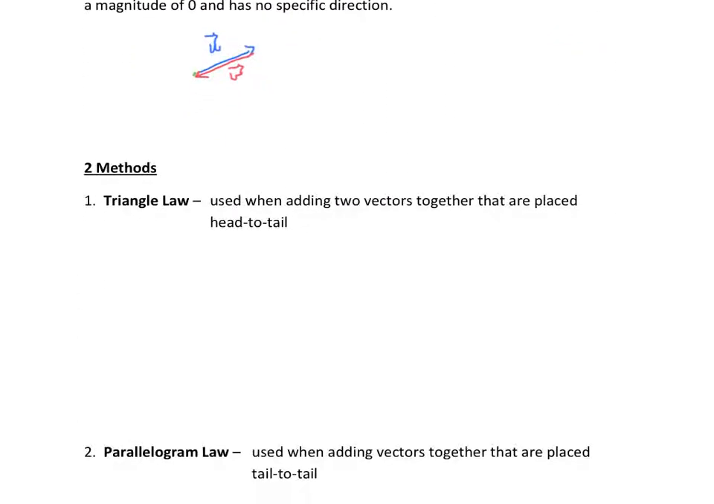Now, there are two methods we can use for adding two vectors together. So if we have two vectors which are positioned head to tail, such as these two, we have vector u followed by vector v. So this is what we mean by two vectors that are placed head to tail. Then the resultant vector is the vector that joins the tail of one to the head of the other. So this would be vector u plus v, and hence why we call that the triangle law.